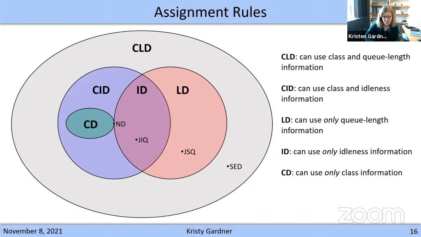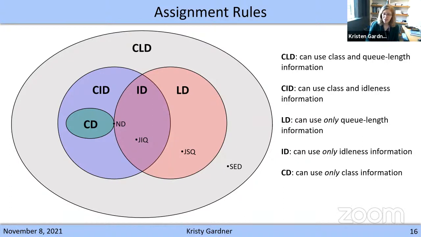And the last specific policy that I want to put up here is what I'm calling ND for non-differentiated. And this is really a degenerate policy that just amounts to random assignment among the servers. This is kind of an uninteresting policy and definitely not a good idea. But I think it's a little bit interesting to put it up here to see where it fits with respect to the different assignment rule families that we consider.